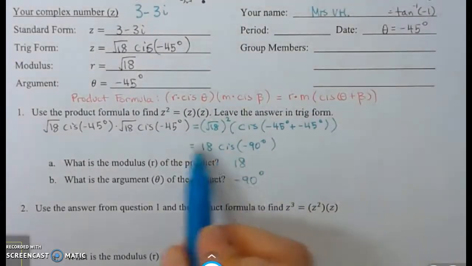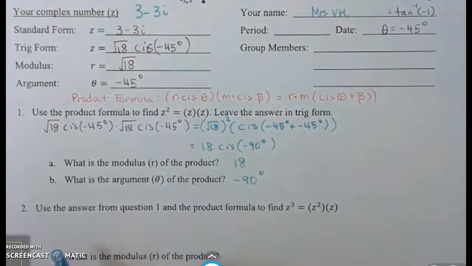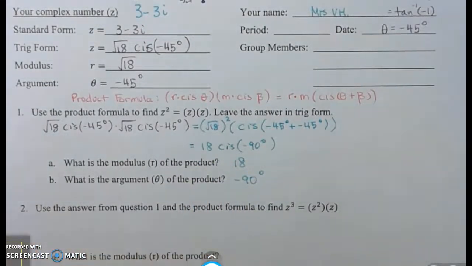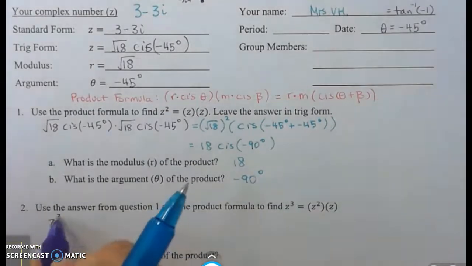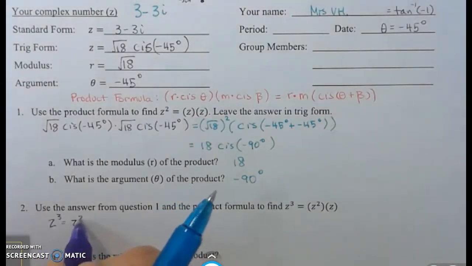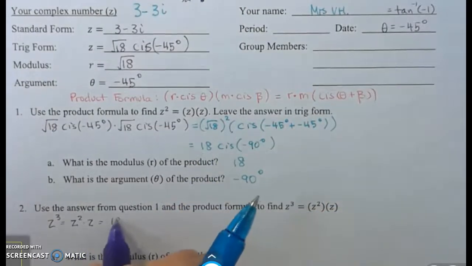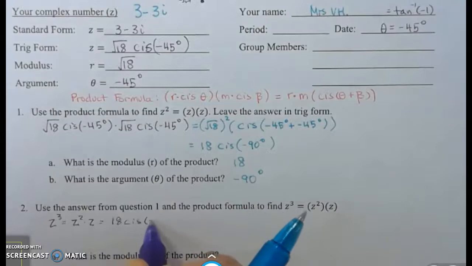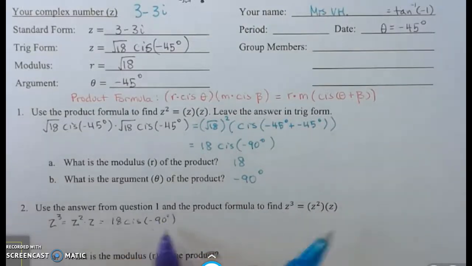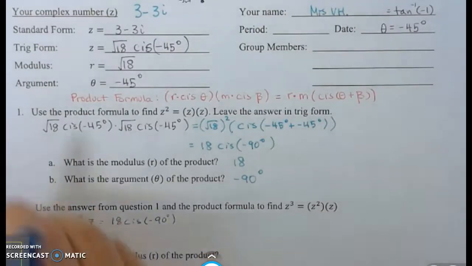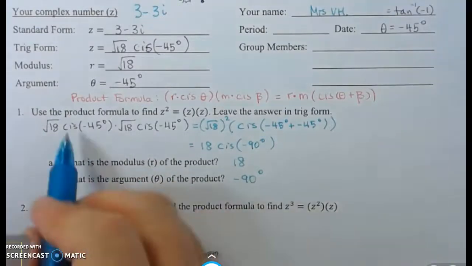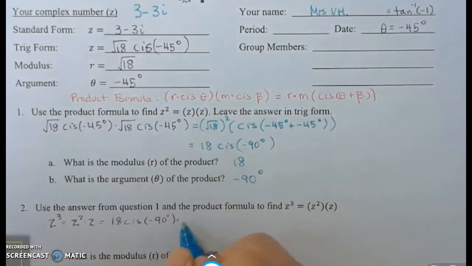Use the answer from question 1 and the product formula to find z to the power of 3. Okay, so we have z squared is this. So to find z cubed is going to be z squared multiplied by another z. So z squared was 18 cis -90 degrees. And to that, we just need to multiply another z, or another of these numbers. So we are multiplying square root of 18 cis -45 degrees.